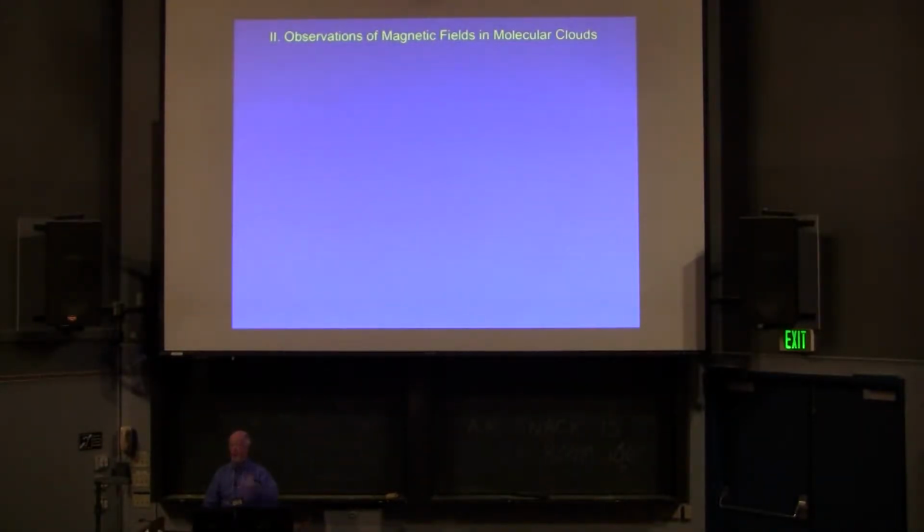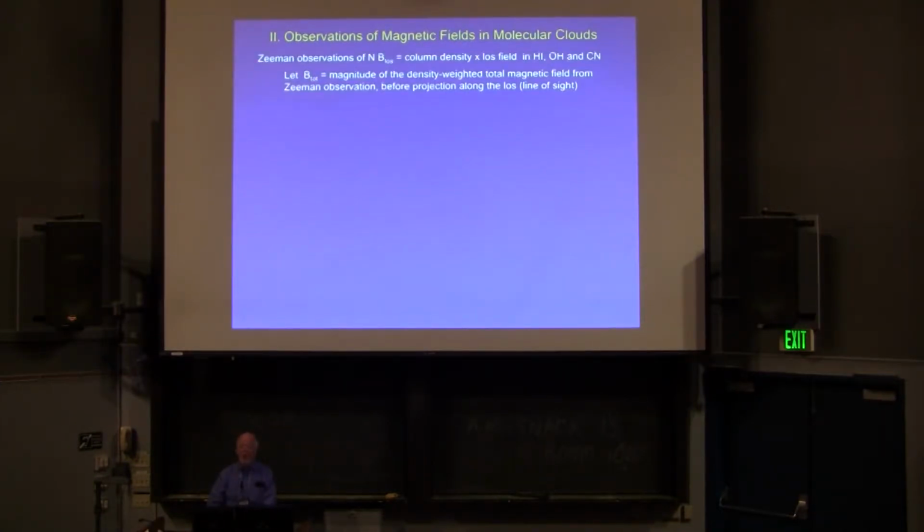Okay, so that finishes the theoretical introduction. Let's talk about some of the observations. So there are two types of observations. Let me start, and we're going to focus on the Zeeman observations.